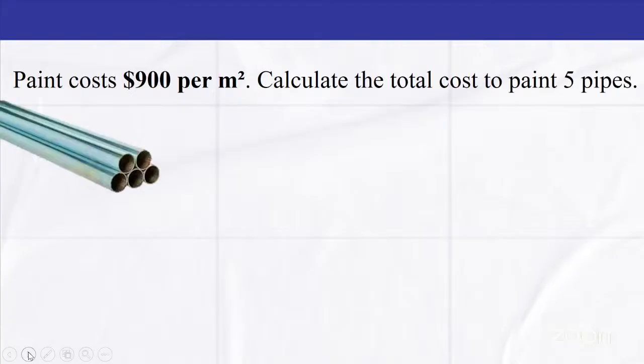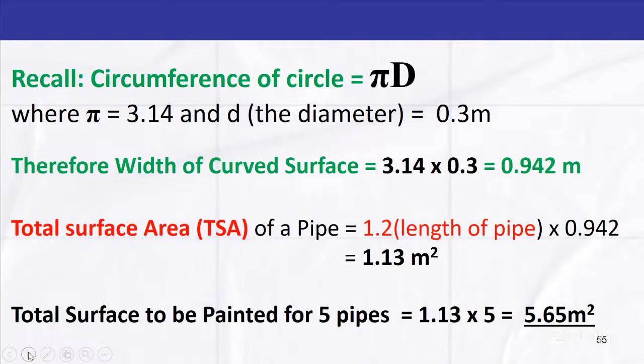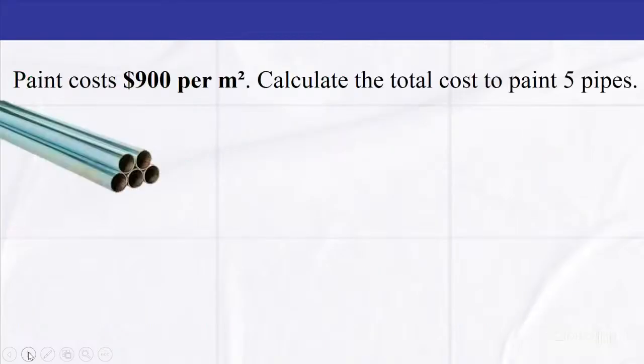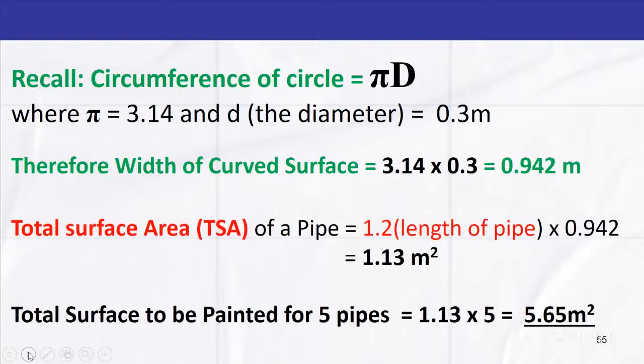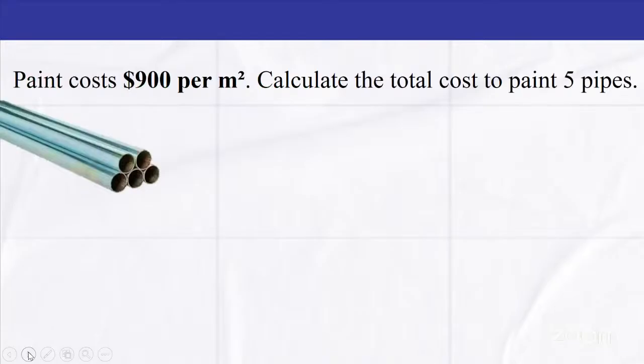$900 per square meter to paint our pipes, and we know that for the 5 pipes, we have 5.65 square meters. Can someone share with me, how will I find the cost to paint these 5 pipes? I know that my 5 pipes cover a surface area of 5.65 square meters, and it costs $900 per square meter to paint these pipes. How will I calculate the cost to paint the pipes? Anything in the chat? Not as yet.